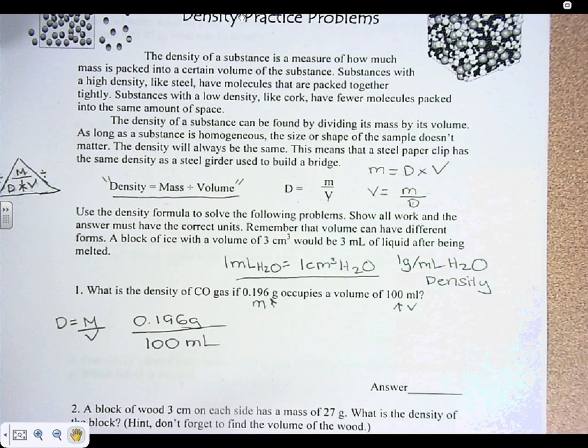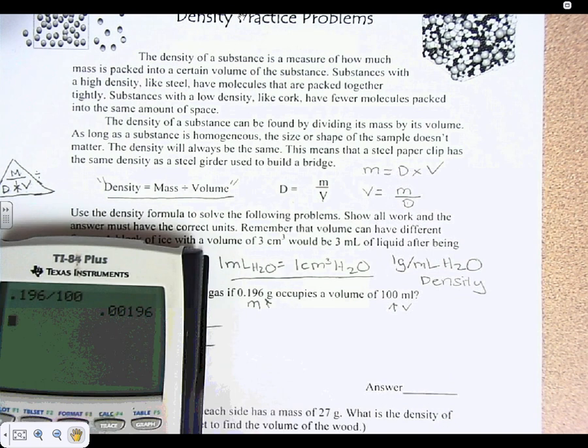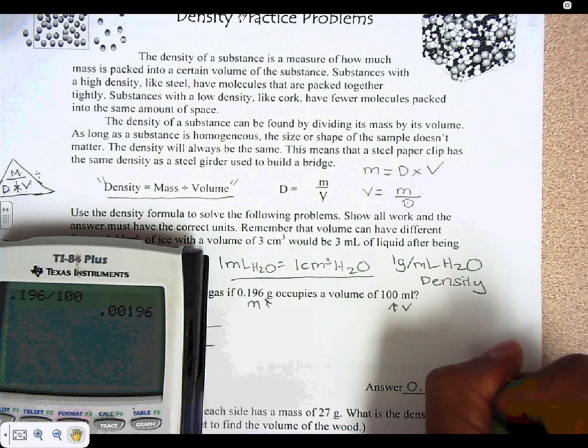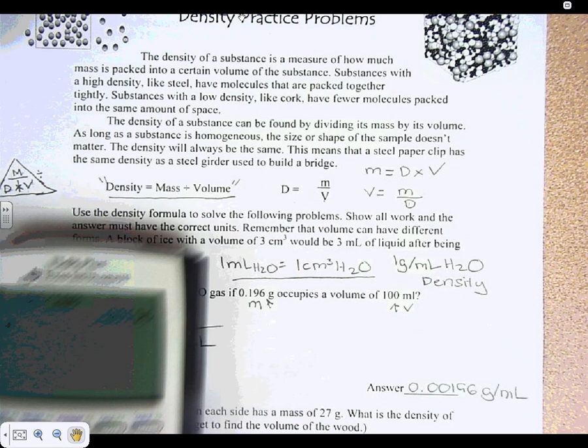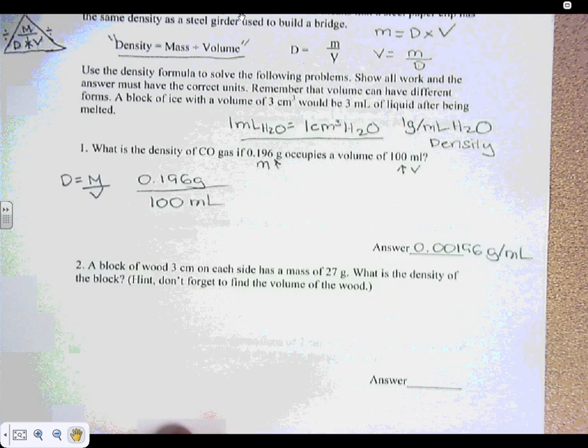So 0.196 divided by 100 is going to yield a value of 0.00196. That's grams per milliliter. All right, let's look at another one, because that was kind of straightforward.